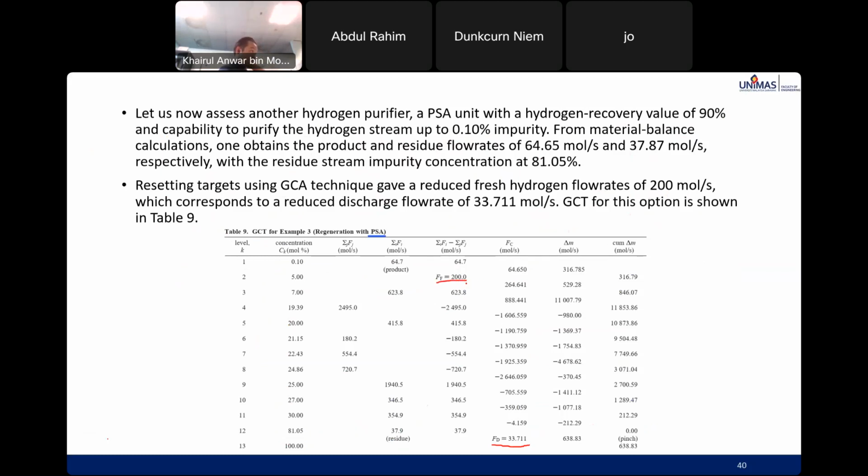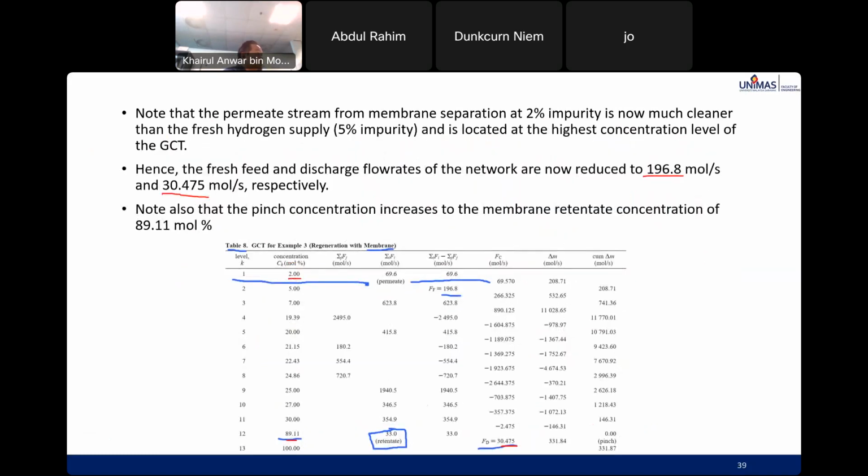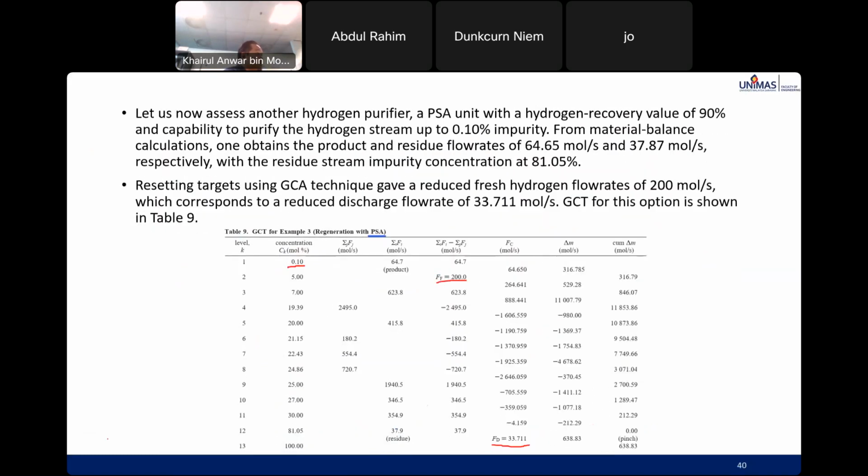Surprisingly, despite the very low concentration of 0.1 mole percent. So which one do we choose? Yeah, we choose membrane.